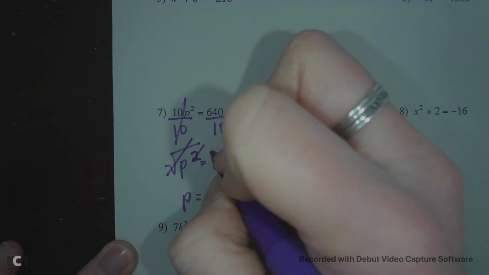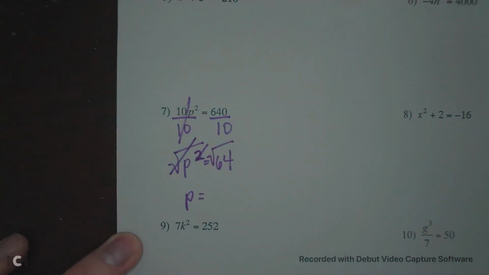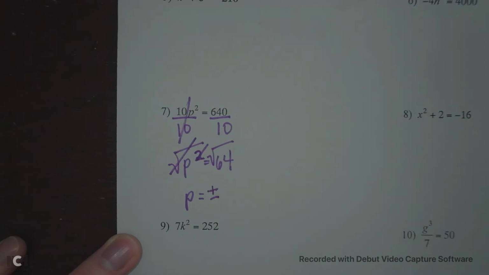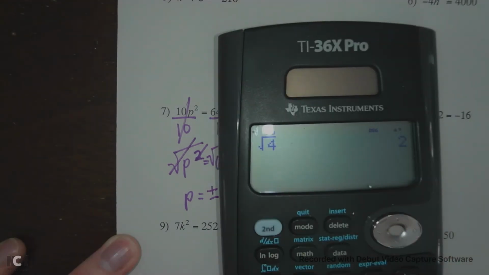What we do to one side, we must do to the other. So we have to square root that side. Since we are square rooting, we're going to have the positive and the negative version of our answer. And the square root of 64 is 8.